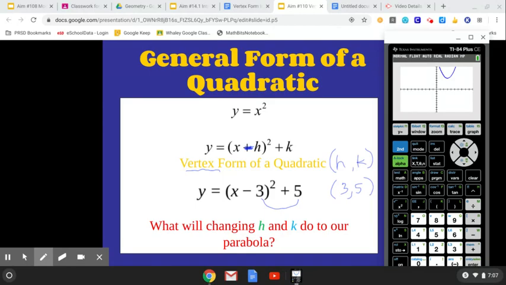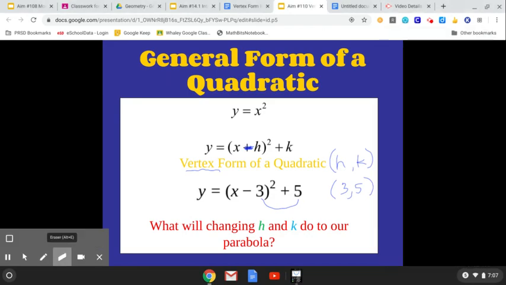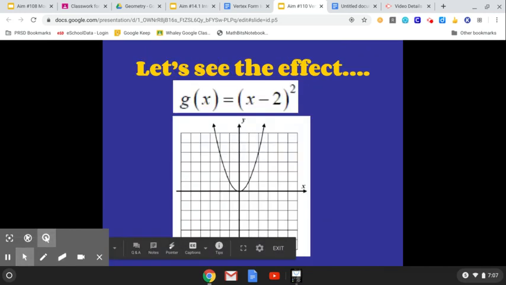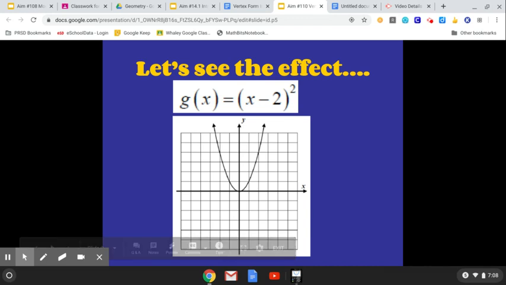Now, I'm going to teach you more about that in some coming slides, but just have your calculator handy as we go through this. Okay, let me clear off what we got on the screen, and let's get right into it. Here's what I want to do. I want to explore what is the effect of that minus 2 in the parentheses. Like, what is that doing to my graph?